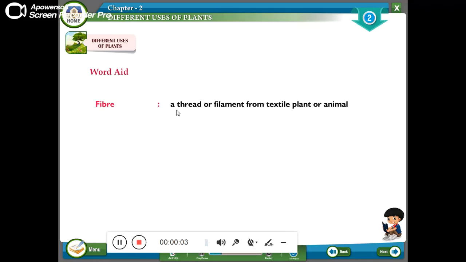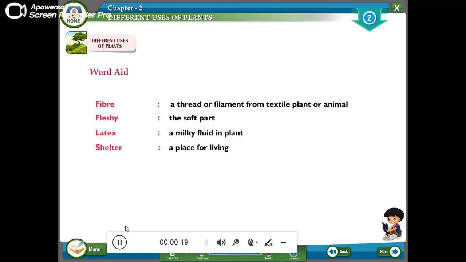Fiber, a thread or filament from the textile plant or animals. Fleshy, the soft part. Latex, a milky fluid in plant. Shelter, a place for living.